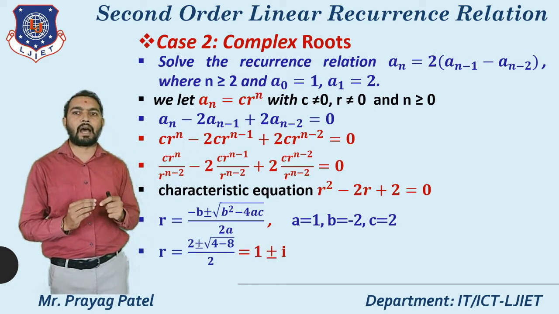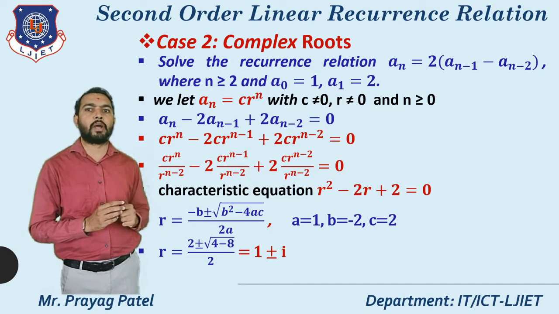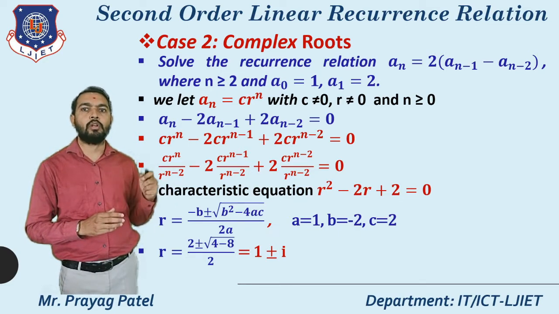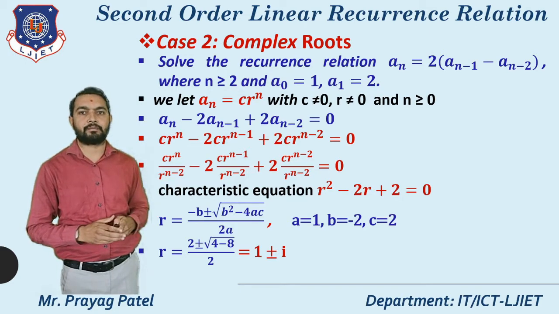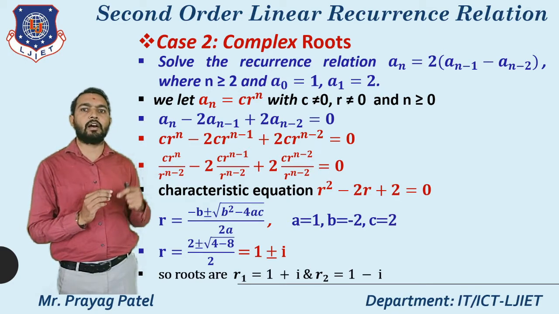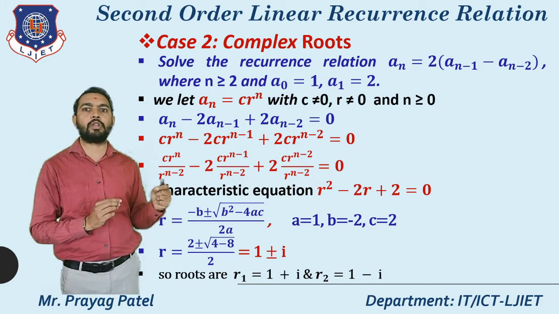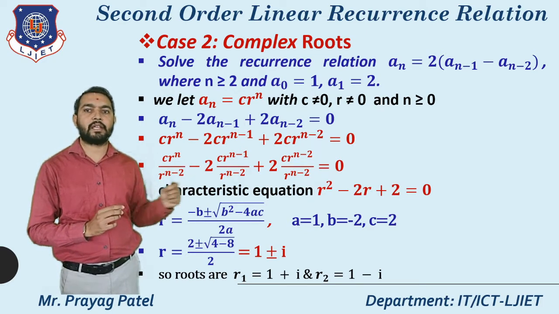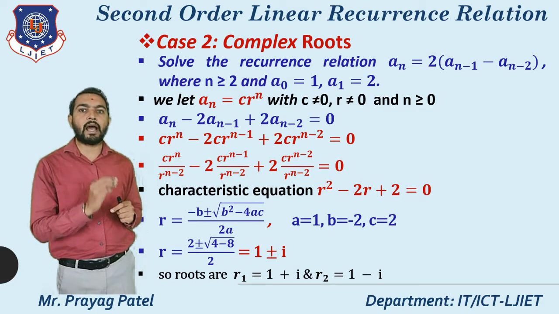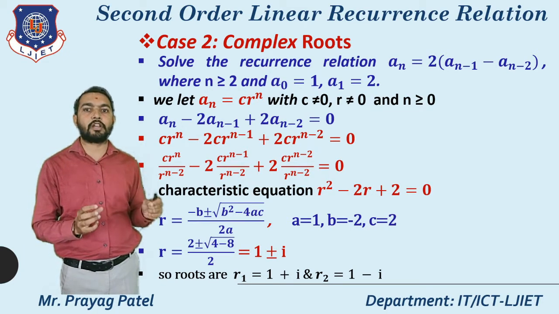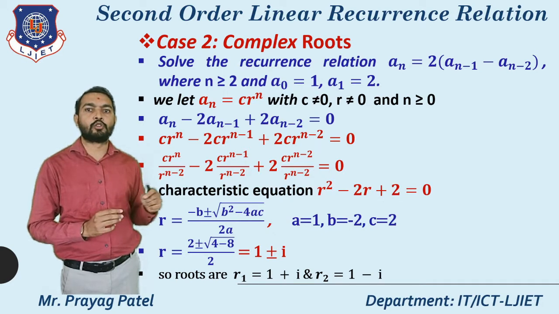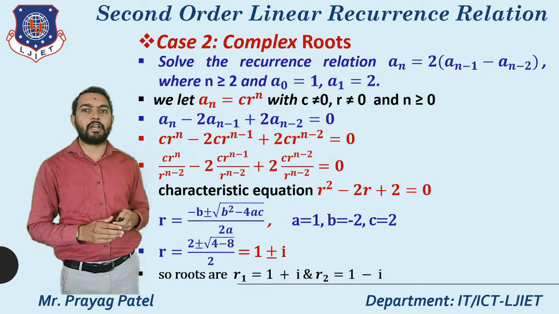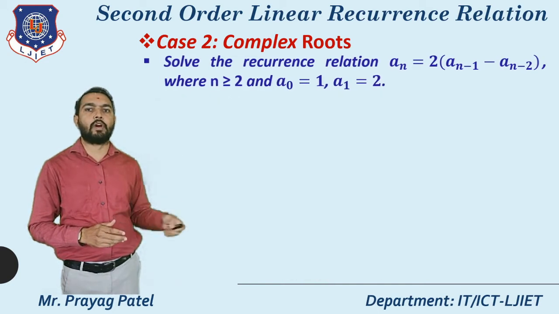Now find the value of r, which is equal to (2 plus or minus the square root of 4 minus 8) divided by 2, which is equal to 1 plus or minus i. That means our two values, r1 and r2, are r1 equal to 1 plus i and r2 equal to 1 minus i. So r1 and r2 are different, not the same, so we apply the equation of the first method.